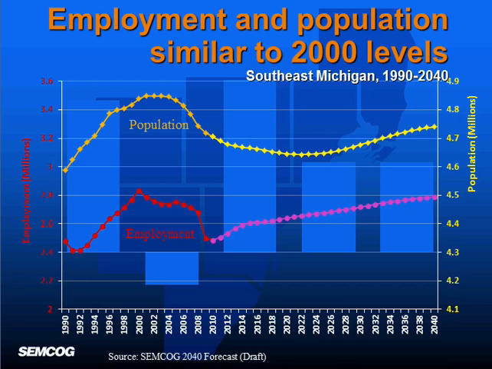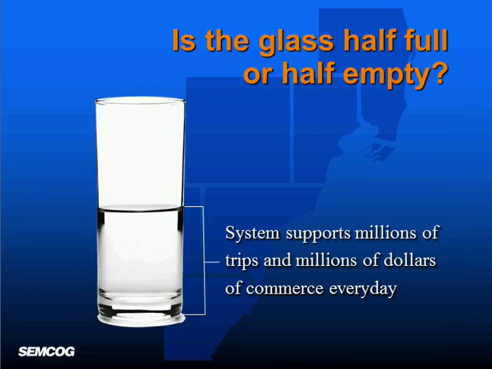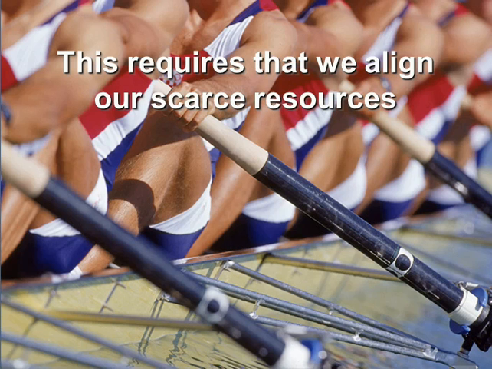So that really spurs us to think about how we're doing things differently. We asked ourselves in the beginning of the process when we looked at our region: do we see our region as being the glass half full or glass half empty? And really, with a lot of the assets that we do have, supporting the millions of trips and millions of dollars that are spent here in the region, we look at what we have as being on the positive side, as half full.